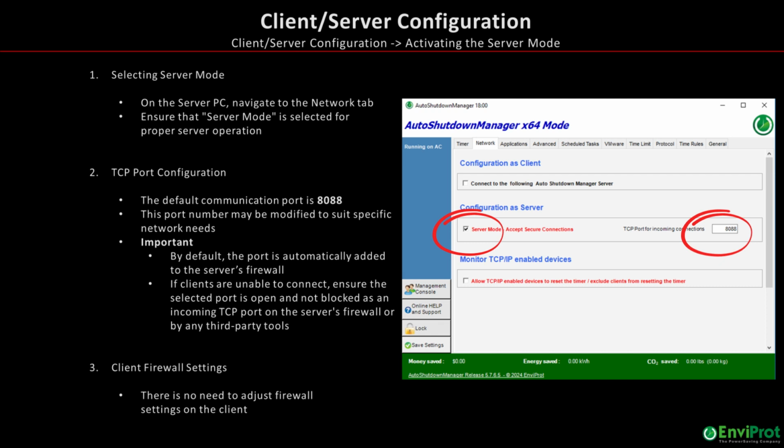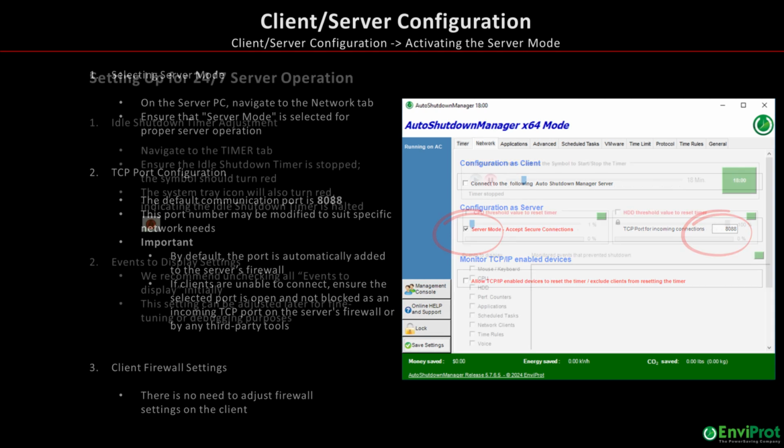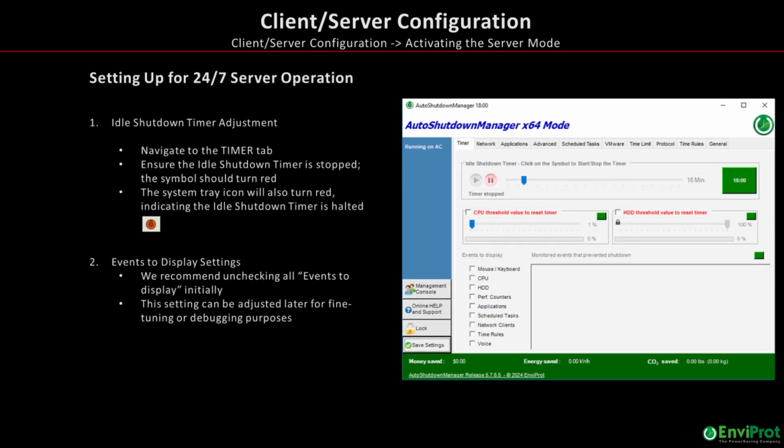On the client PCs, there's no need to adjust the firewall settings. Next, let's ensure the server operates 24/7. To achieve this, open the Timer tab and disable the idle shutdown timer if it isn't already disabled. You may also deactivate the events that are displayed for testing or debugging purposes, as they are not needed for normal operation.